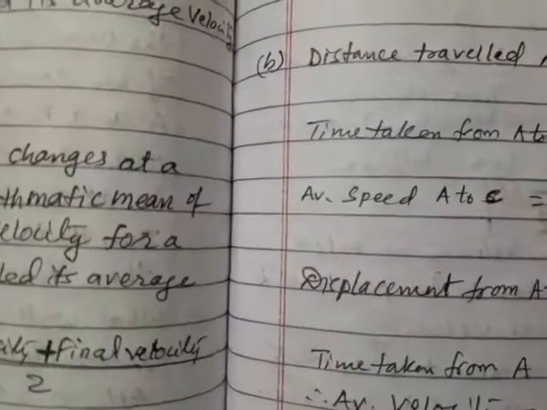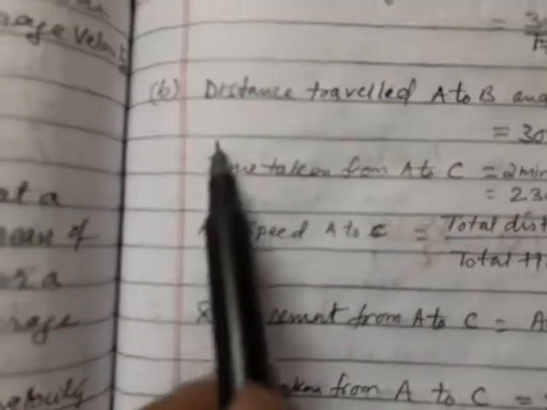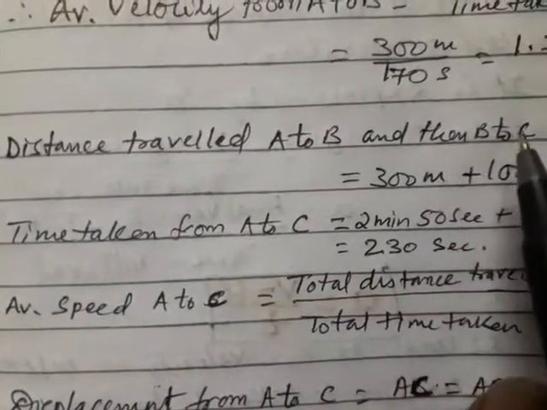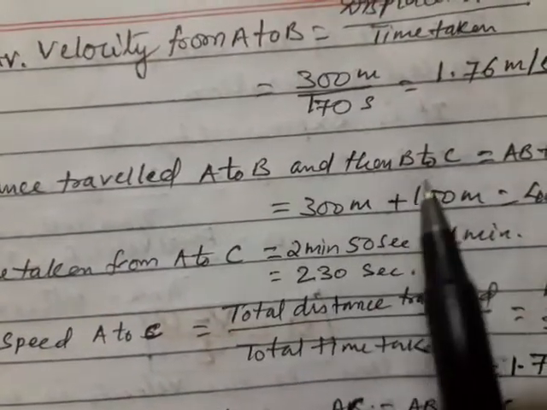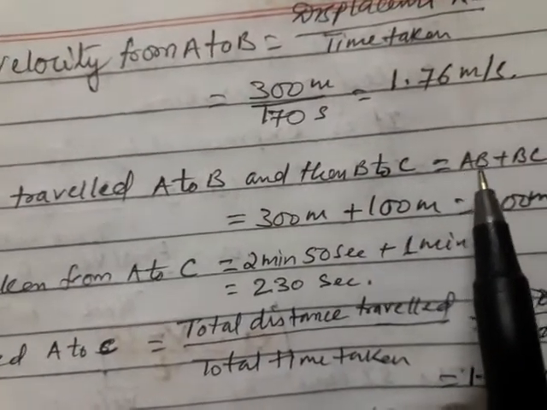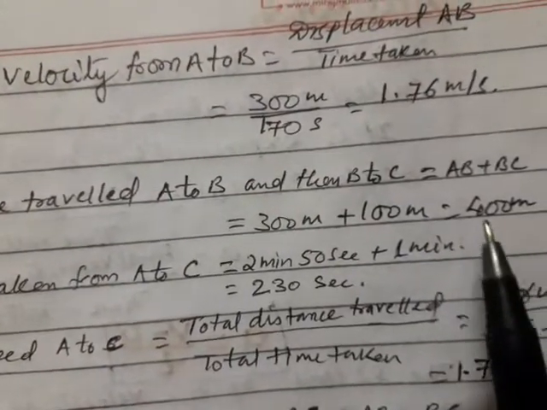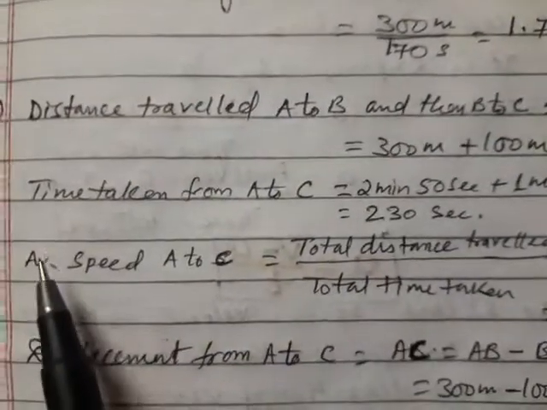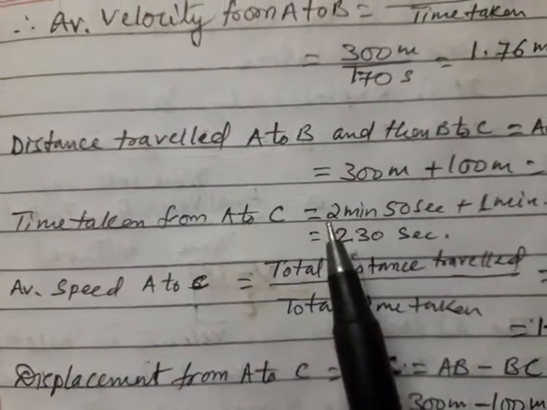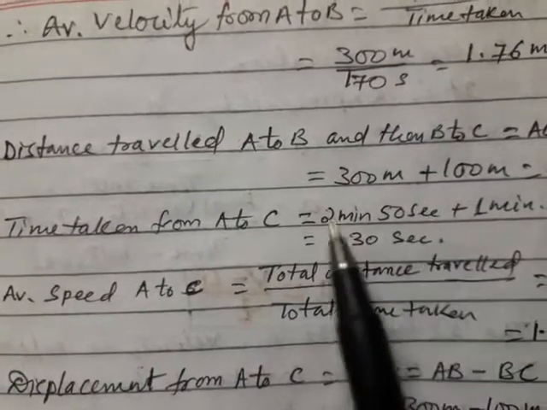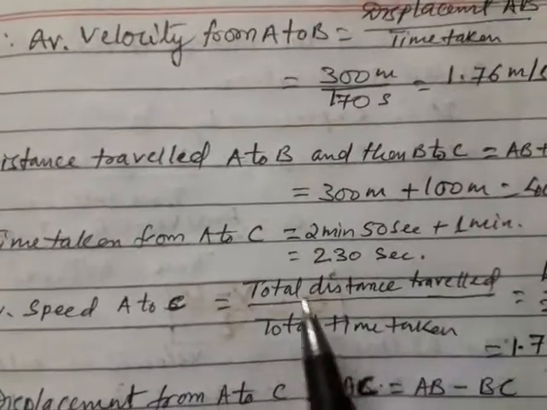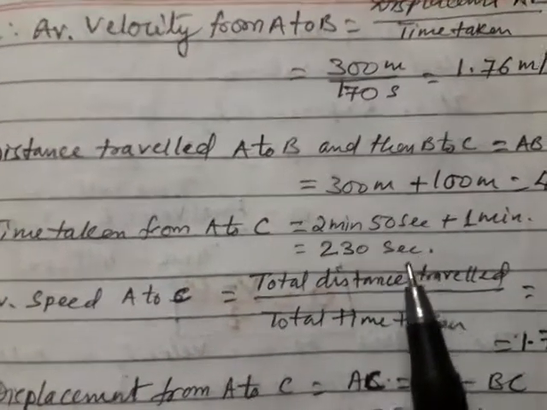Now for part B, distance traveled A to B and then B to C, that is AC, is equal to AB plus BC. This is 300 meter plus 100 meter equal to 400 meter. Time taken from A to C is equal to 2 minute 50 second first, then 1 minute. This is total 230 second.